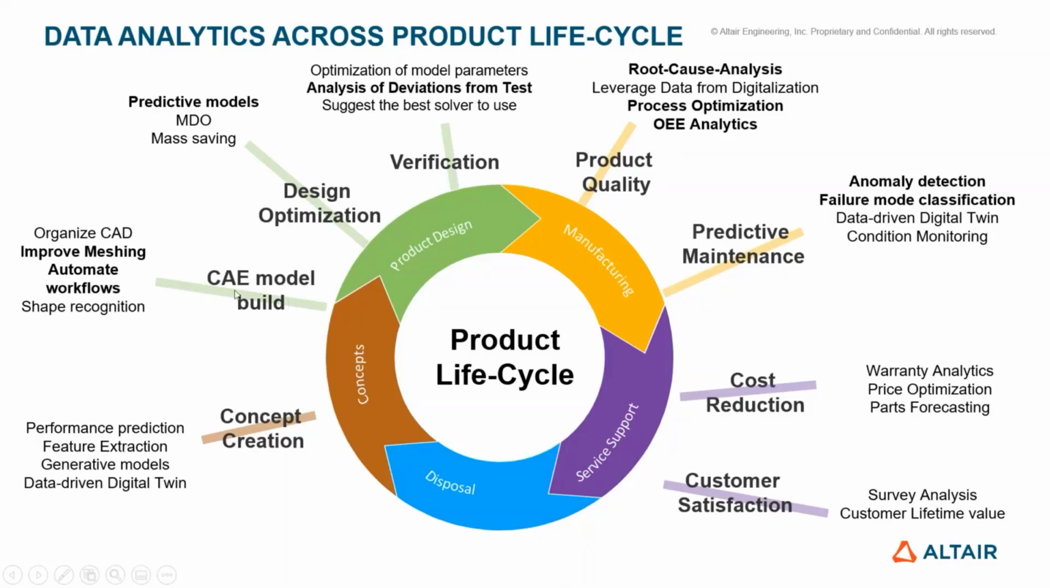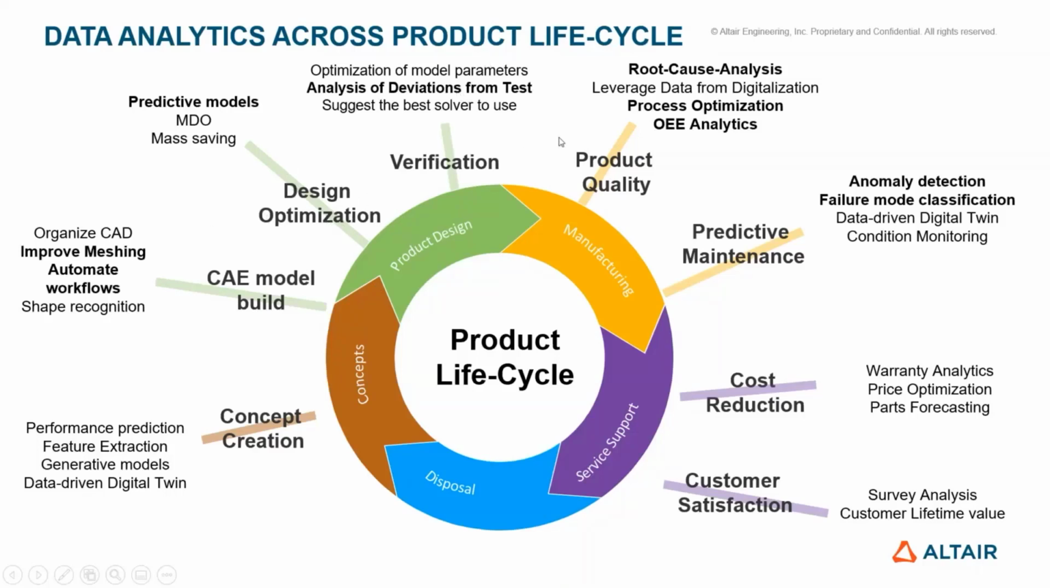Then CAE. In CAE, I have already given you an example of how you can predict different CAE responses instead of going through a physics-based simulation. Shape optimization, all these things are part of that. Design optimization, how you can consider different domain disciplines. You want multidisciplinary optimization to reduce the weight and improve the performance. All these things you can do by leveraging machine learning.